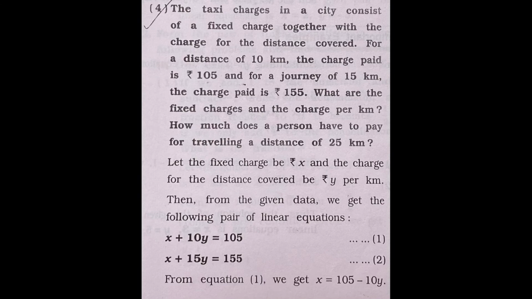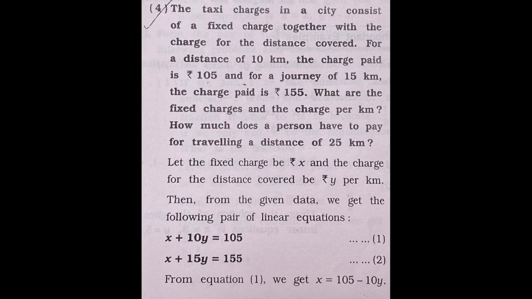Now let us form the equations. For the first condition, total charge will be x, that is the fixed charge, plus 10 into y, because 10 kilometer is the distance covered and y is charge per kilometer. So x plus 10y is equal to 105. Similarly, our second equation will be x plus 15y is equal to 155 for 15 kilometer distance covered.